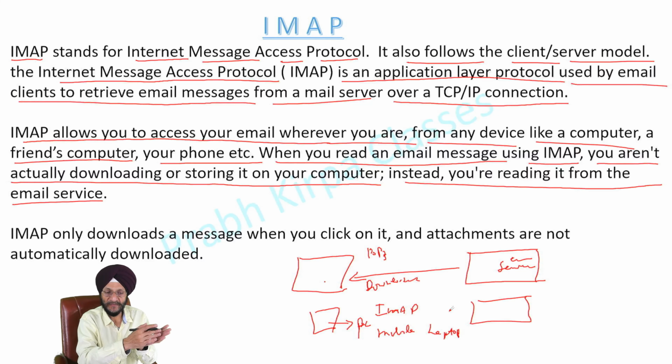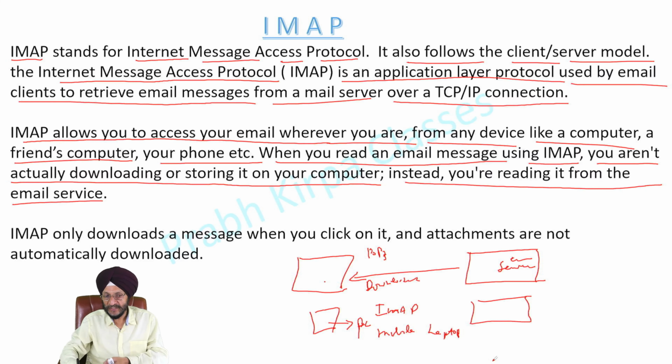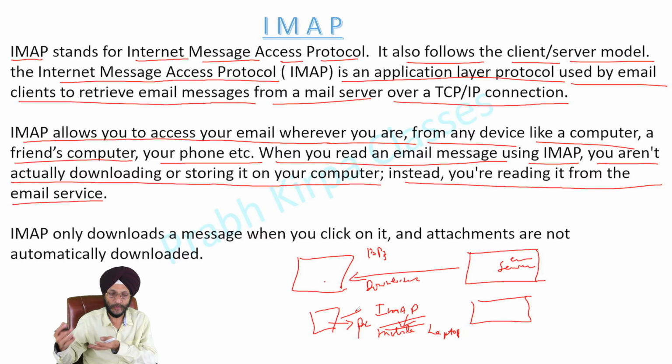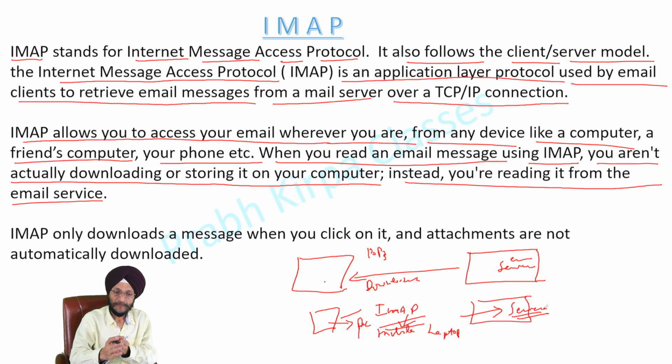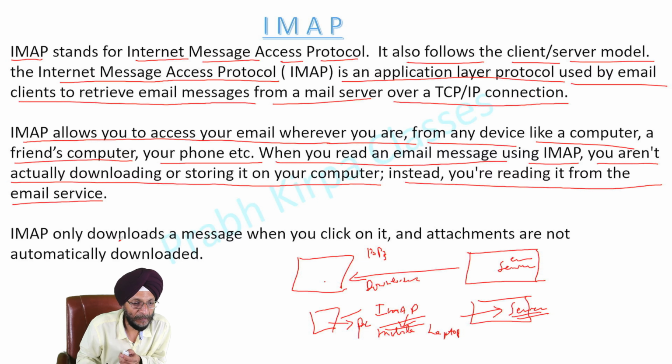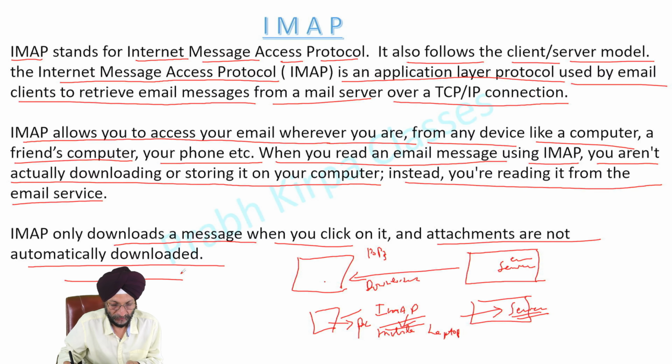Every time we open any device, we can look out for the same emails, because in the case of IMAP, the emails are not downloaded to the particular device, which may be the mobile, desktop computer or laptop computer. The emails reside on the email server. So anytime you can look out for any email which you have seen. IMAP only downloads a message when you click on it, and attachments are not automatically downloaded.